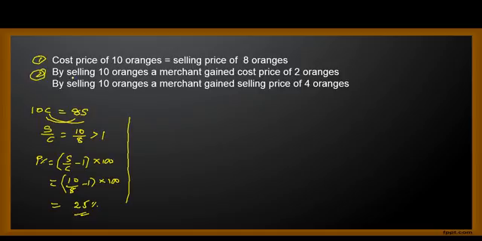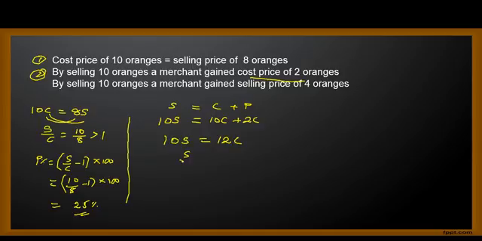What is the second one saying? By selling 10 oranges, a merchant gained the cost price of 2 oranges. If the selling price of 10 oranges is the same as the cost price of 10 oranges, then there is no profit, no loss. Selling price is equivalent to cost price plus profit. The profit you got is the cost price of 2 oranges, so I have to add 2C. So this becomes 10S is equivalent to 12C.